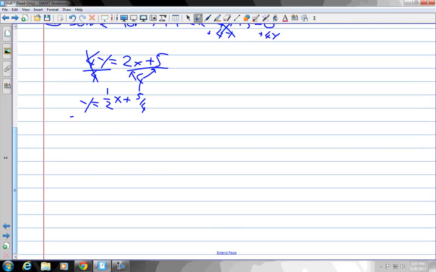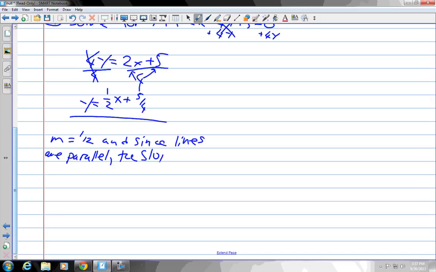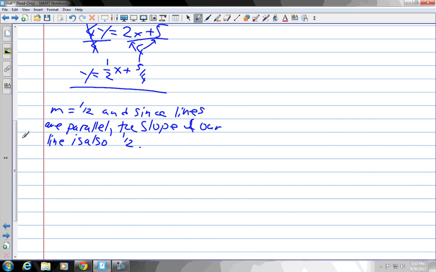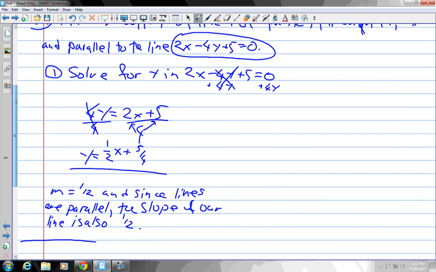So what is the slope of this line? Yeah, so slope equals 1/2, and since lines are parallel, the slope of our line is also 1/2. So we use that second line, we use that reference line to find the slope of our line. We knew that the lines are parallel, their slopes are the same, so we just had to find the slope of that reference line. Now the rest should be pretty straightforward.